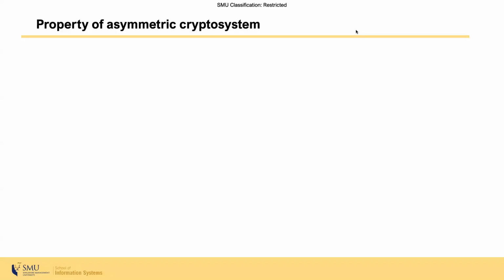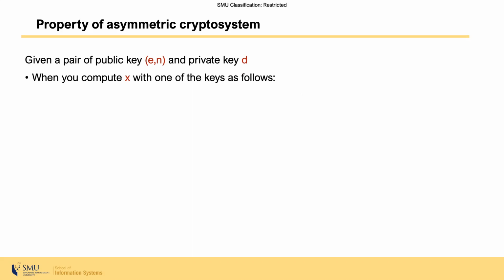All right, before we discuss the digital signature verification process, I would like to discuss this key property of asymmetric cryptosystem, which makes digital signature signing and verification possible. Now, assume that you are given a pair of public key E, N and private key D. You can compute X by using one of the keys, either private key or public key, as follows.